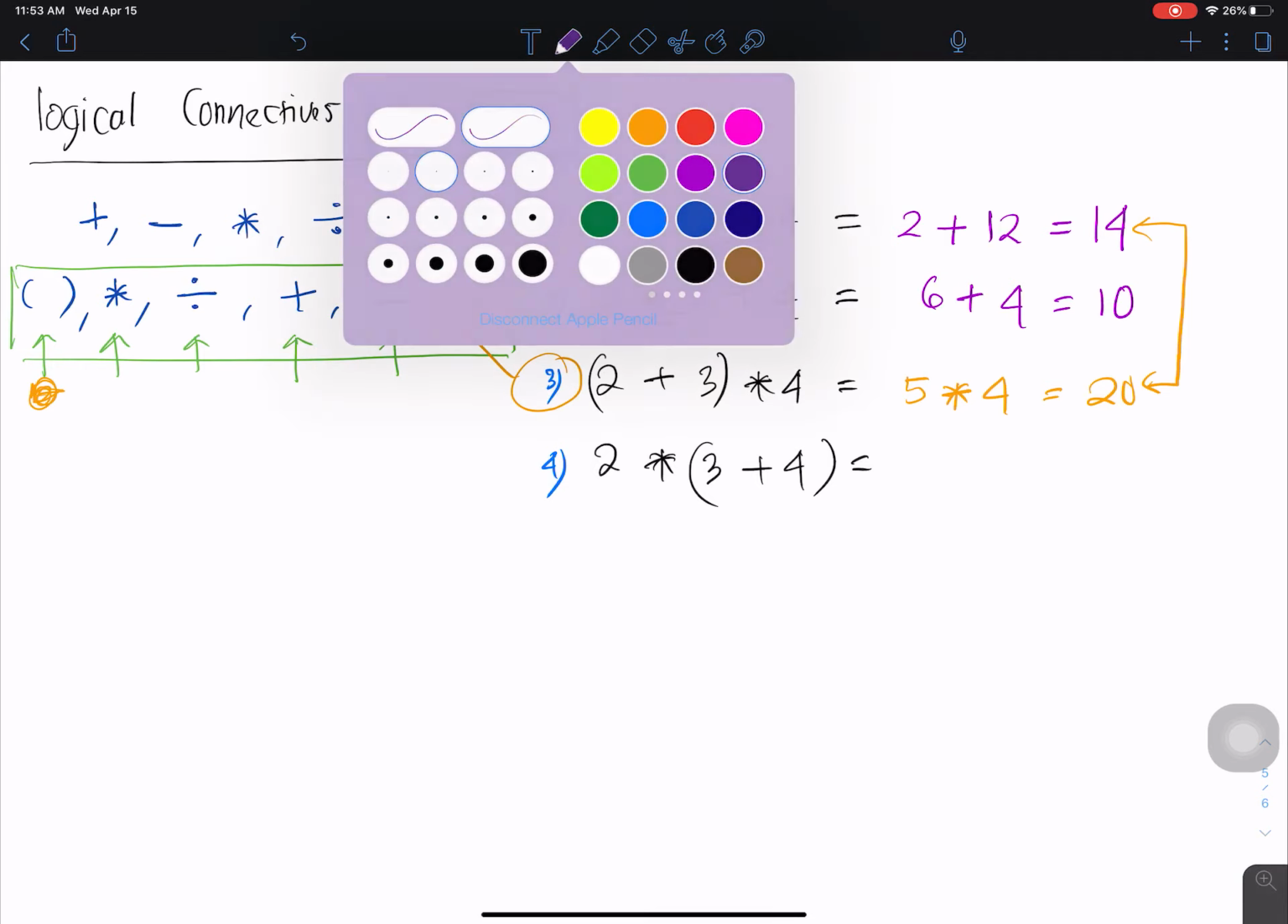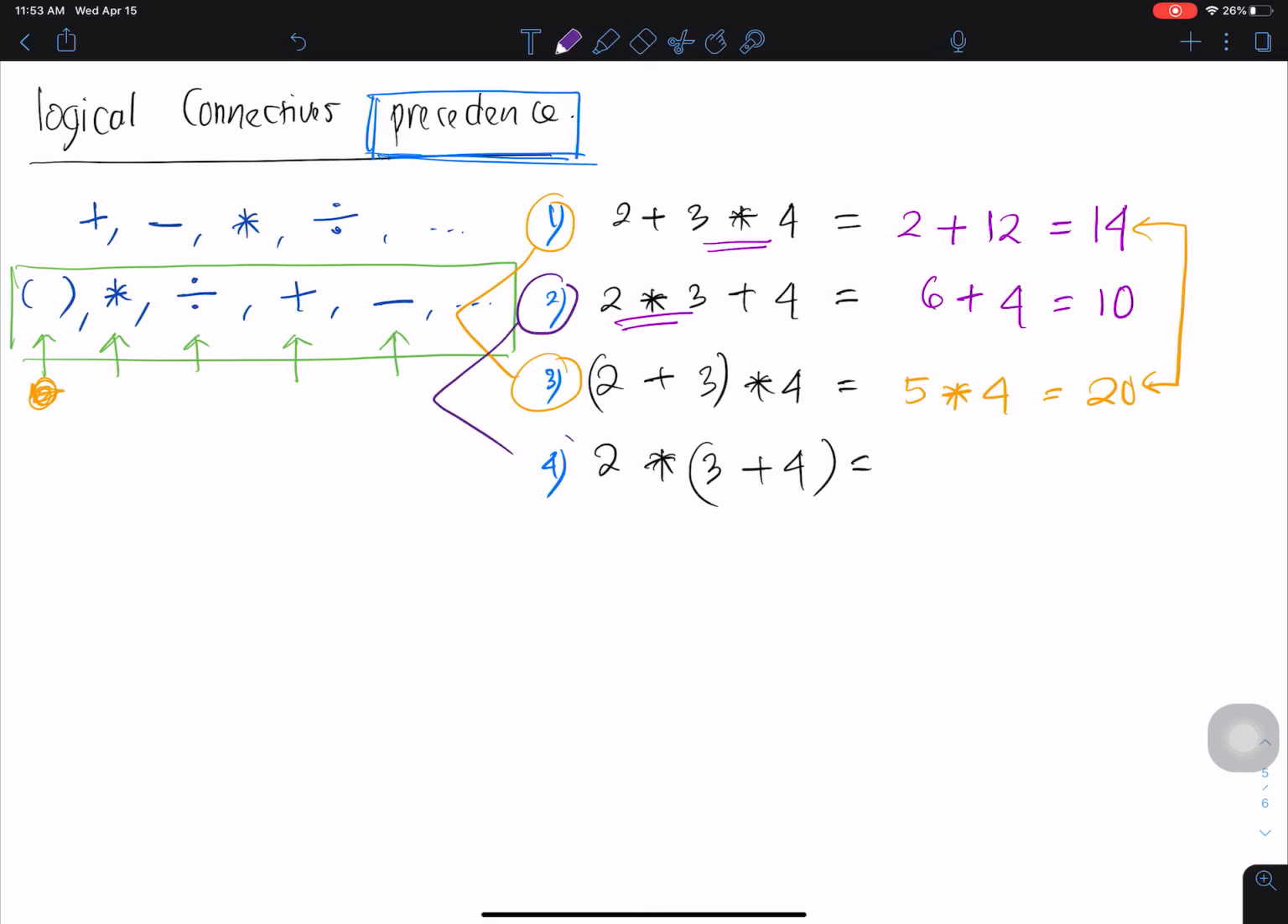Also, if you look at number 2 and number 4, the number positions are all the same, the operator positions are all the same. It's just that in number 4 we have bracket, so we have to solve the bracket first. Here 2 times, we cannot immediately times by 3, we have to work on the bracket first, 7. So if we calculate this, it becomes 14, okay? And again, it's different from the previous answer. Instead of 10, now it becomes 14. This is the precedence in the math operators.